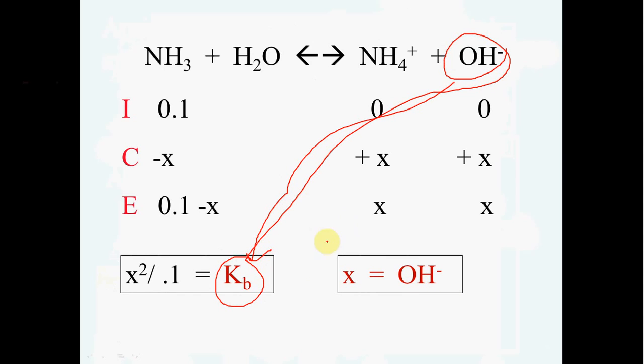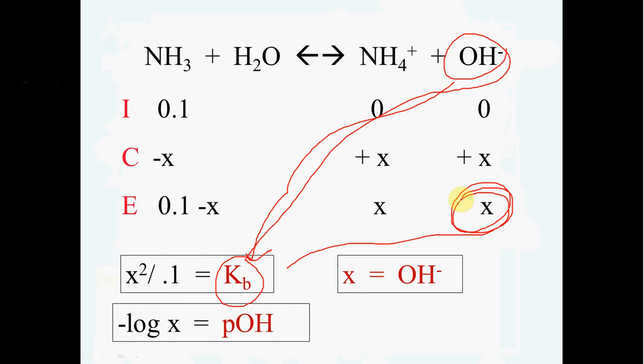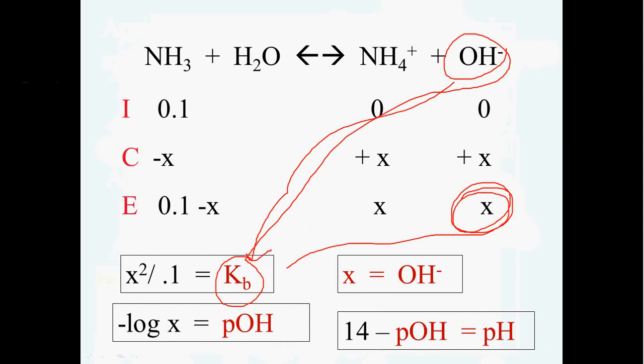When you find x, don't forget, it's the hydroxide ion, not the hydronium ion. So when you take the negative log of it, you have found the pOH. You'll need to subtract from 14 to get the pH.